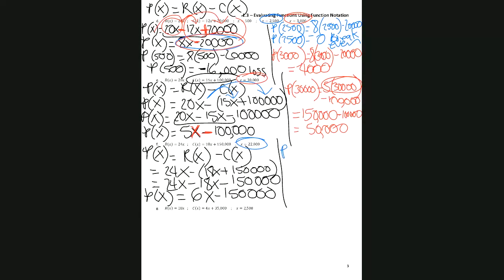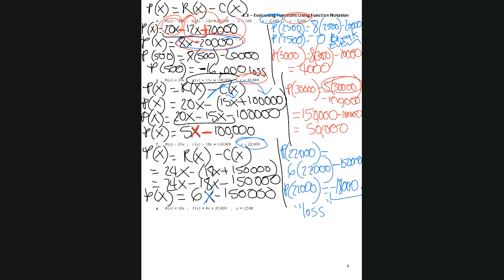So the profit of that, after substituting 22,000 right there, 6 times 22,000 minus 150,000. And so the profit for that number is going to equal negative 18,000. And because it's negative, we say it's a loss.